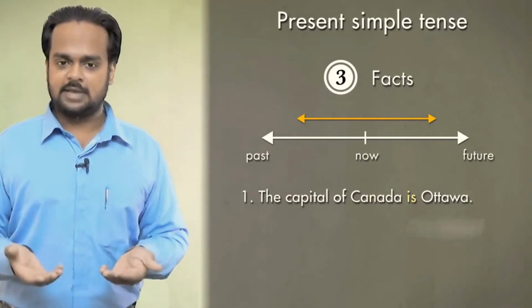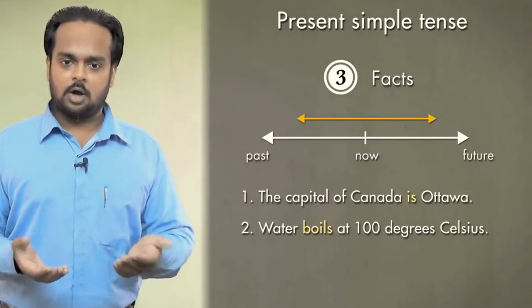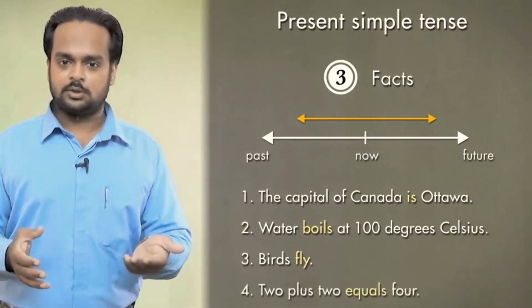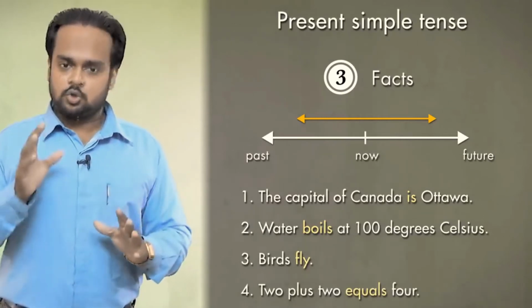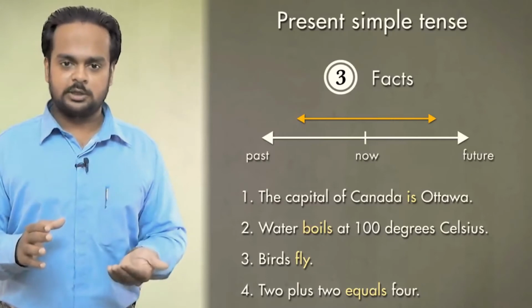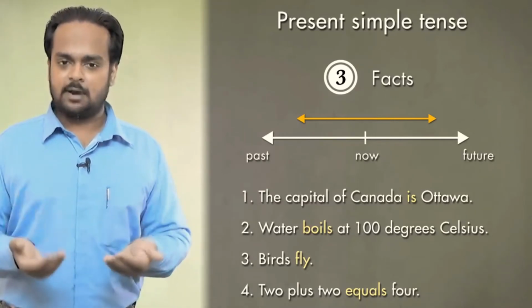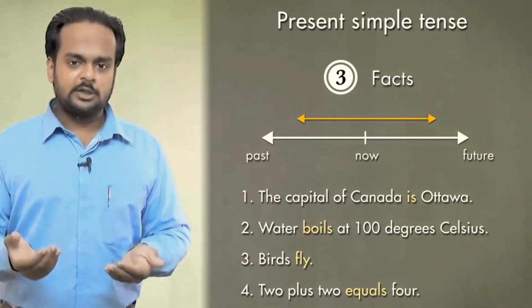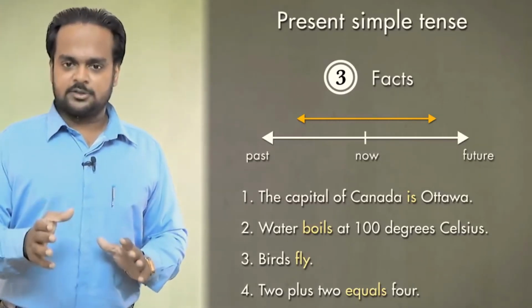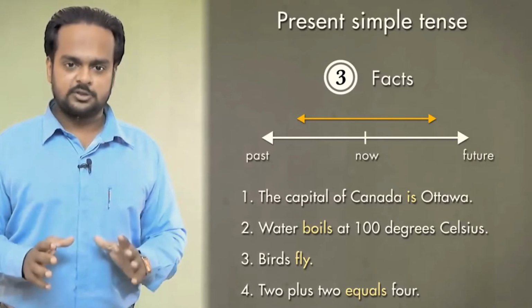Here are some more examples. Water boils at 100 degrees Celsius. Birds fly. 2 + 2 = 4. These are all true statements. Remember when we spoke about permanent situations like my brother lives in Arizona, I said those situations are not going to change. Well, these sentences on the screen are also permanent situations.